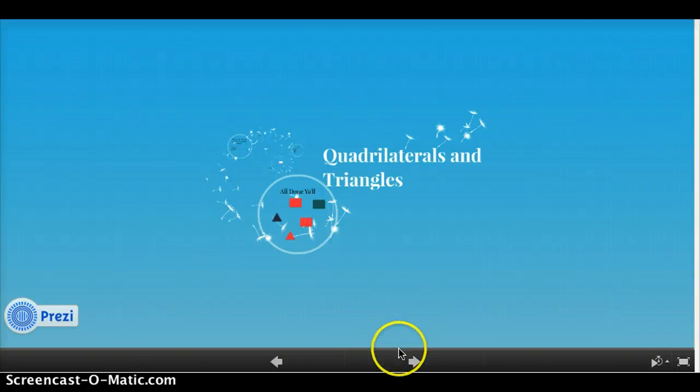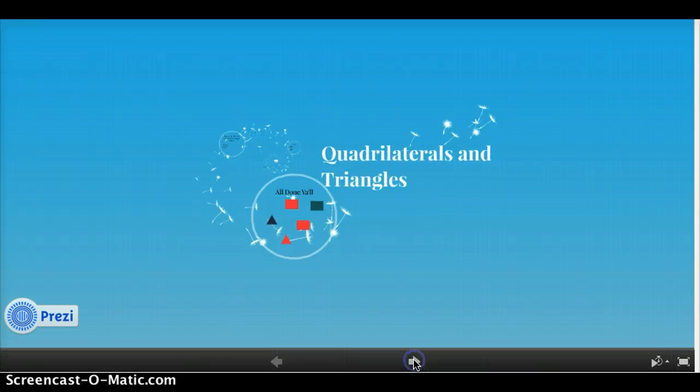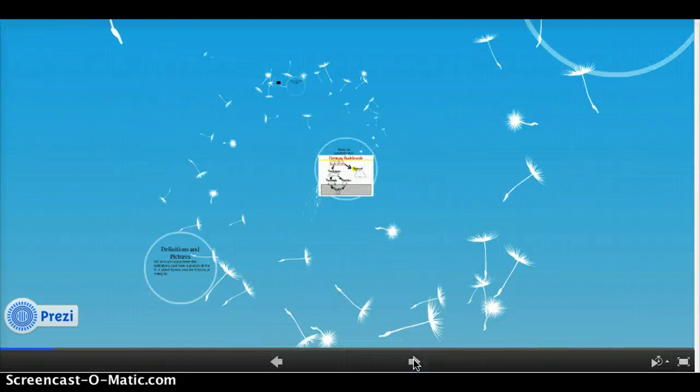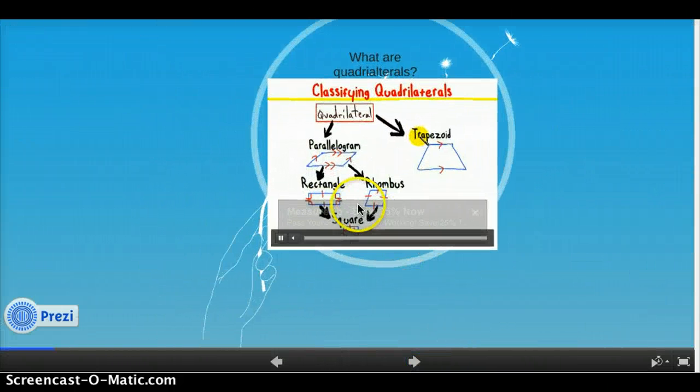Okay, today we are going to be looking at quadrilaterals and triangles and how you classify them. First, let's look at quadrilaterals.